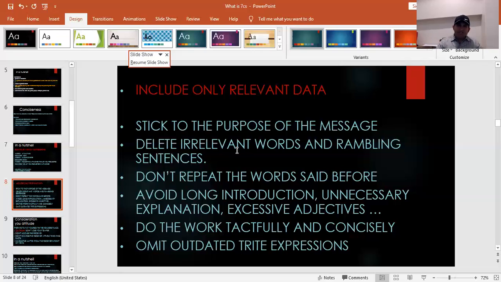And the last thing is: omit outdated, trite expressions. If you think your expression will impress him or her, that's not good. Okay. Outdated means useless, something that has become completely obsolete. So you will have to omit them. Remove all these things. Fine. Bring new impressions. Bring good impressions.